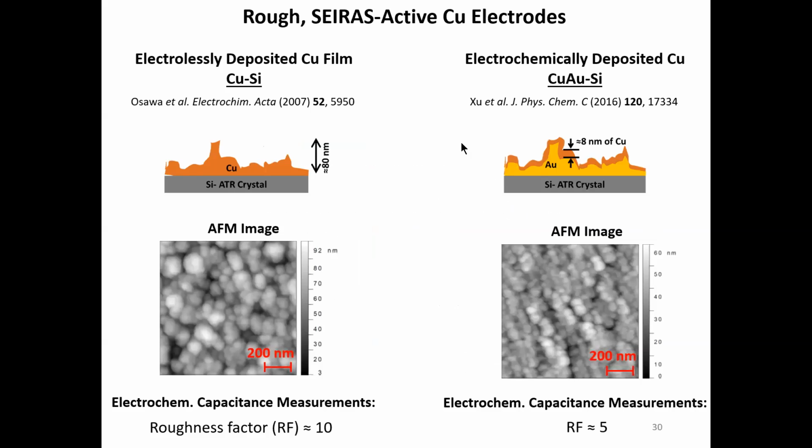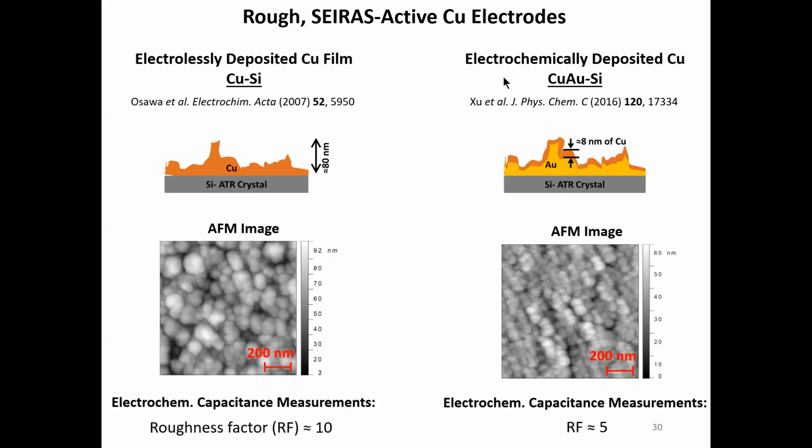And as model systems, we employed two types of rough SEIRAS-active copper electrodes. The first electrode is produced through an electroless deposition method, and I'm going to refer to that electrode as copper silicon. This procedure means we're directly depositing a copper film on the silicon ATR crystal. This procedure results in a film of nanoscopic roughness, as shown in this AFM image. And with electrochemical capacitance measurements, we can calculate the roughness of that surface with respect to that of a smooth polycrystalline copper foil, and we find a roughness factor of about 10.